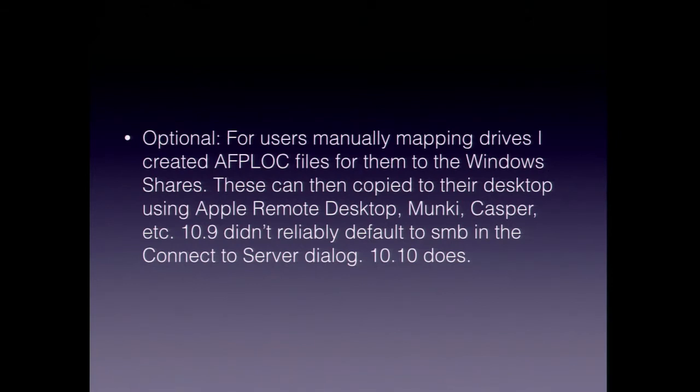The reason I did that is because even though we'd gone to 10.9, 10.9 didn't reliably default to SMB in the connect to server dialog. Sometimes it still wanted to do AFP. With 10.10, I haven't had that issue; it always defaults to SMB. So it was like Apple made the decision, but they kind of hedged a little bit there for some reason, or there might have been something in the client behind the scenes that I just didn't see or know about. But anyway, I can demonstrate how to create an AFP location file. It's crazy simple if you've never done it.